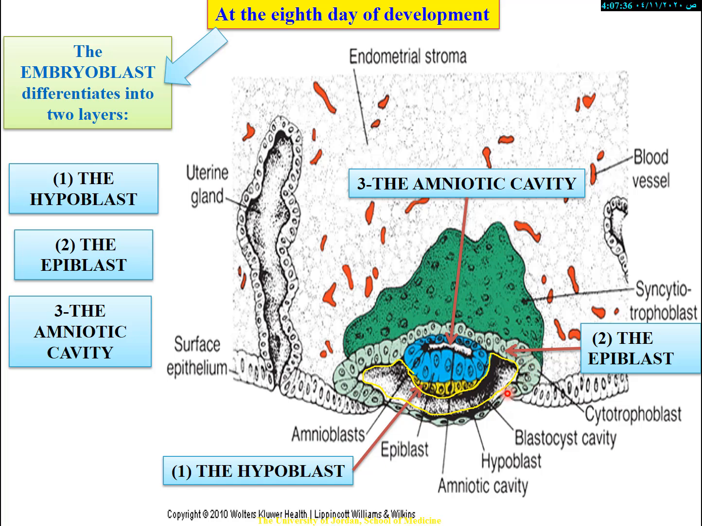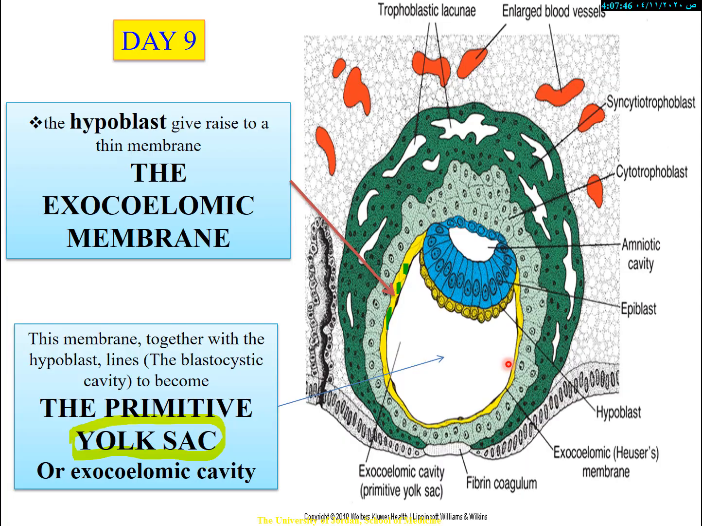The cavity was here called the blastocystic cavity. During the beginning of the second week of development, cells would migrate and line this cavity, and the cavity becomes the primitive yolk sac. So we have the primitive yolk sac under the hypoblast. Above and surrounded by epiblast is the amnioblastic cavity. So we have here two cavities.